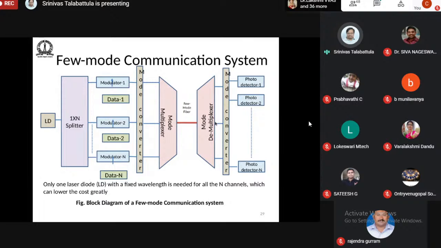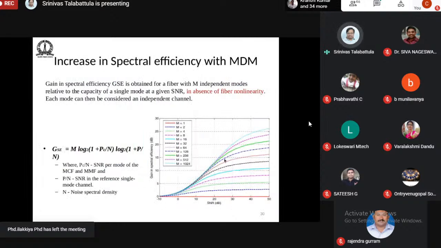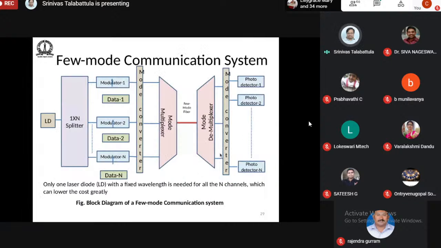You have to do inverse operations at the receiver end. You must have a mode demultiplexer to separate out these modes from the fiber. Then you can convert back into the fundamental mode and use photodetectors to detect. This is how few mode communication is done. A lot of papers and a lot of information are there in the literature about the advantages and the channel capacities and all these things. This is an example of spectral efficiency. Still it is traditional only, not quantum. So we would like to make these quantum. One of the ideas in our lab and in this discussion is, I would like to convert this few mode into few quantum states.